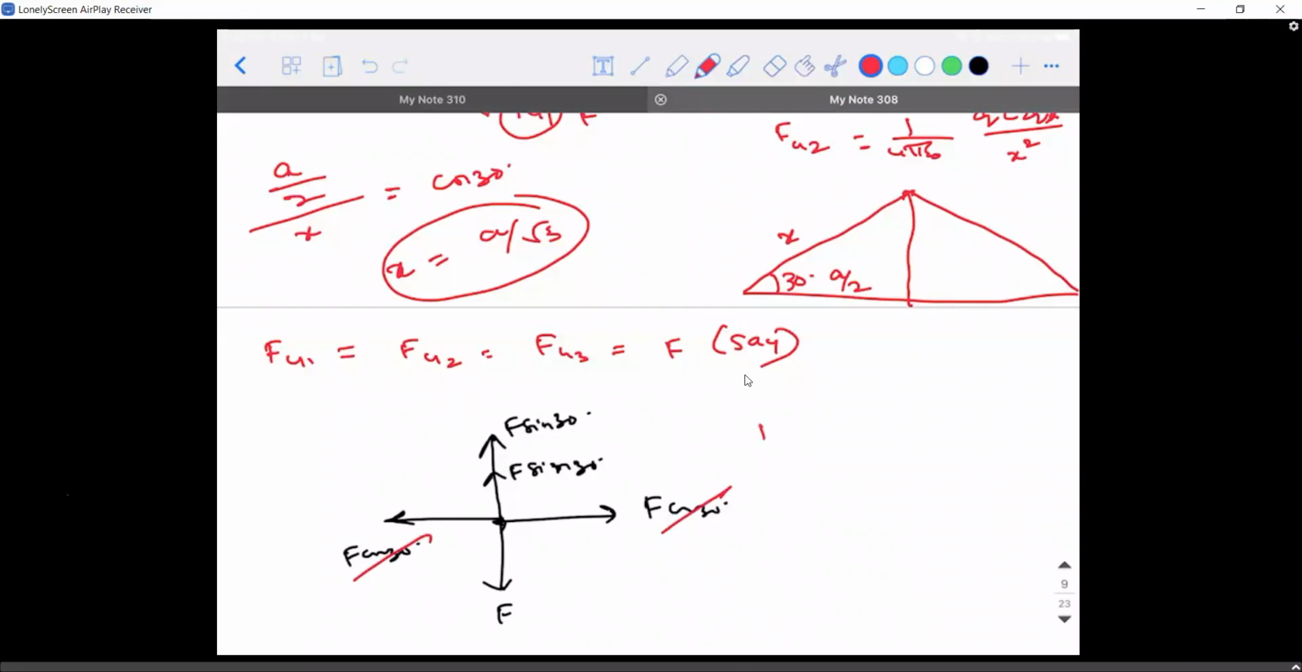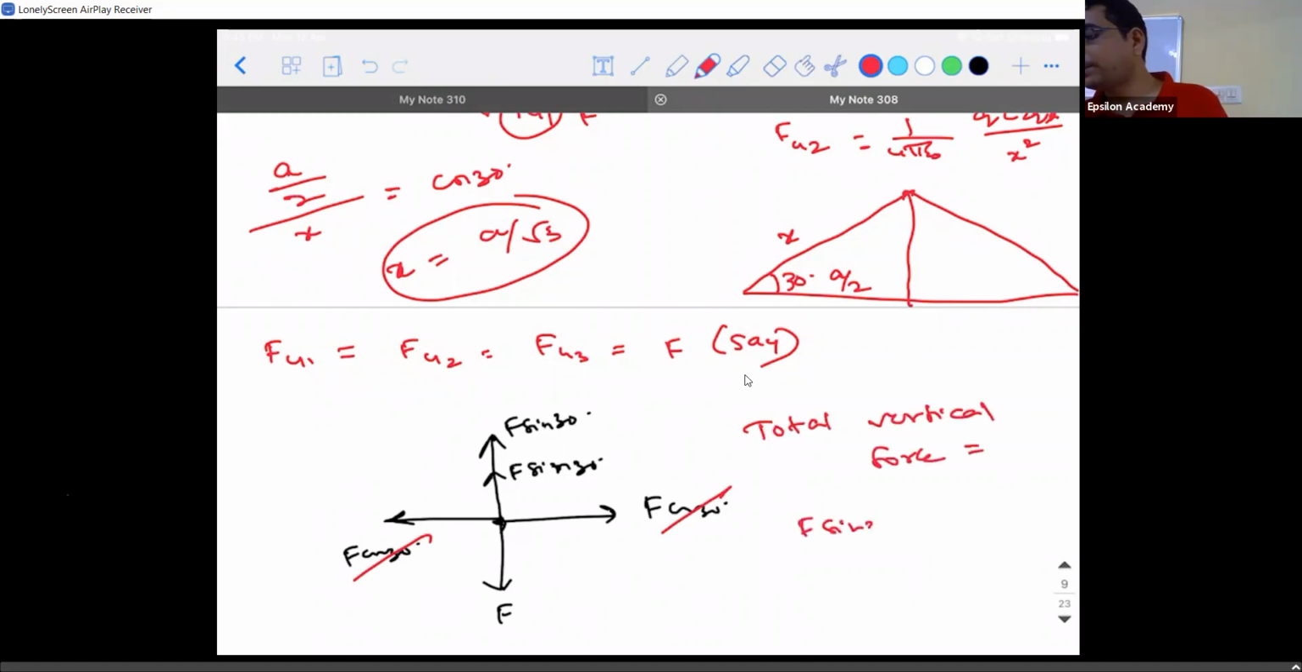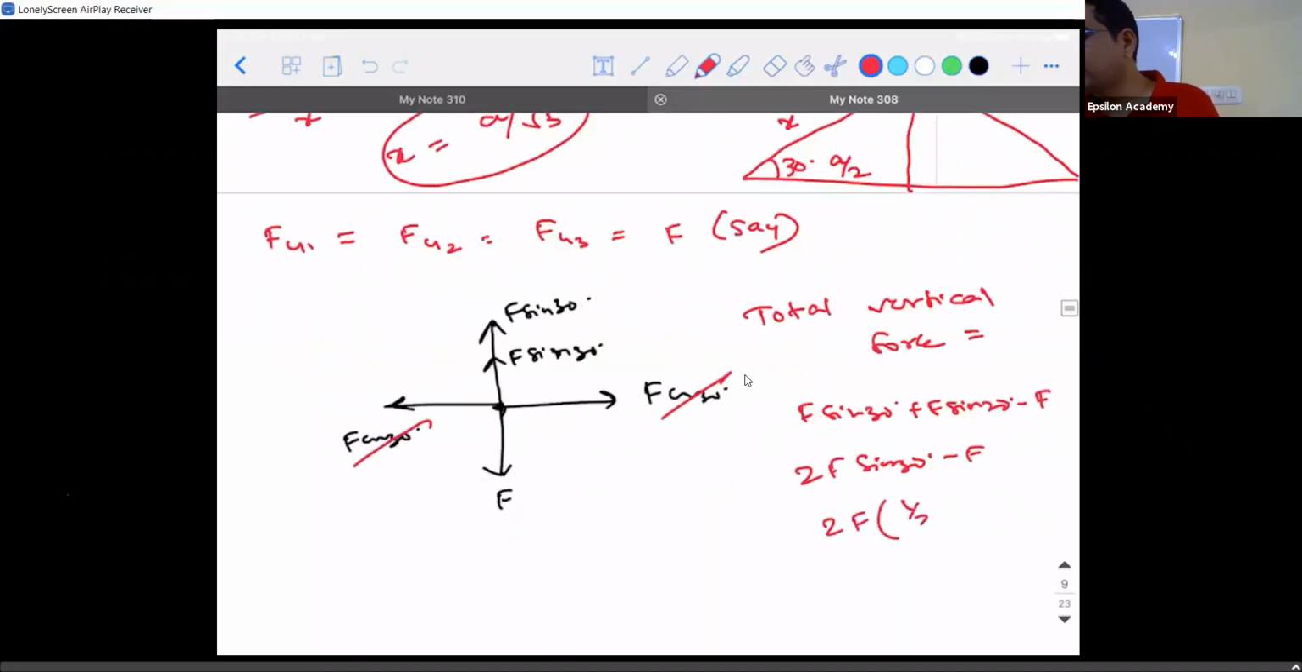Now what about the total vertical force? It is F sin 30 plus F sin 30 minus F, so F sin 30 plus F sin 30 is 2F sin 30 minus F. So 2F into sin 30 is half, minus F gone. So F minus F is going to be 0. So the net vertical force is also 0 and the net horizontal force is also 0. So in this case, what is going to happen? The charge which is placed at the centroid is going to experience no force.